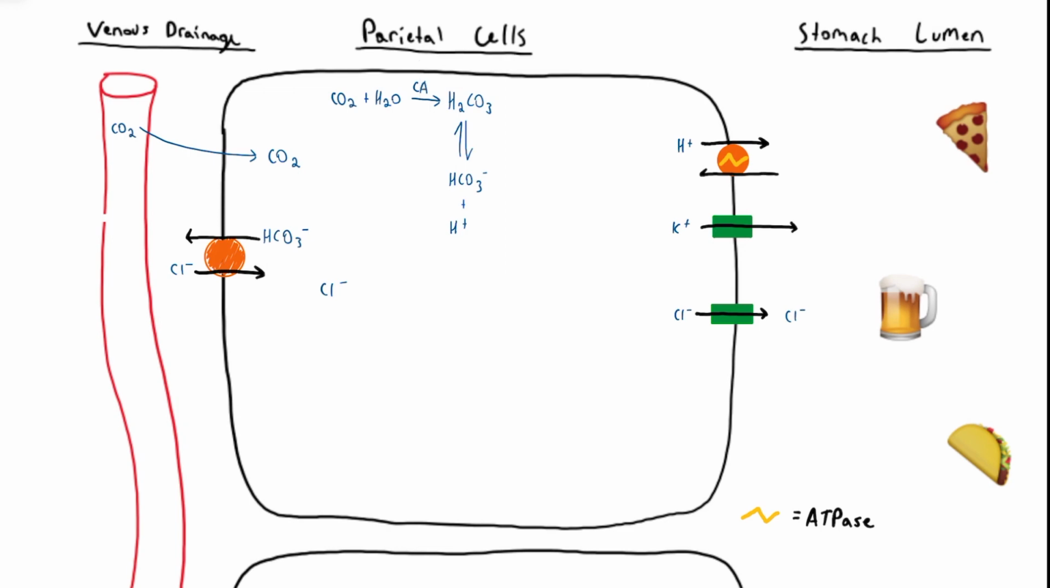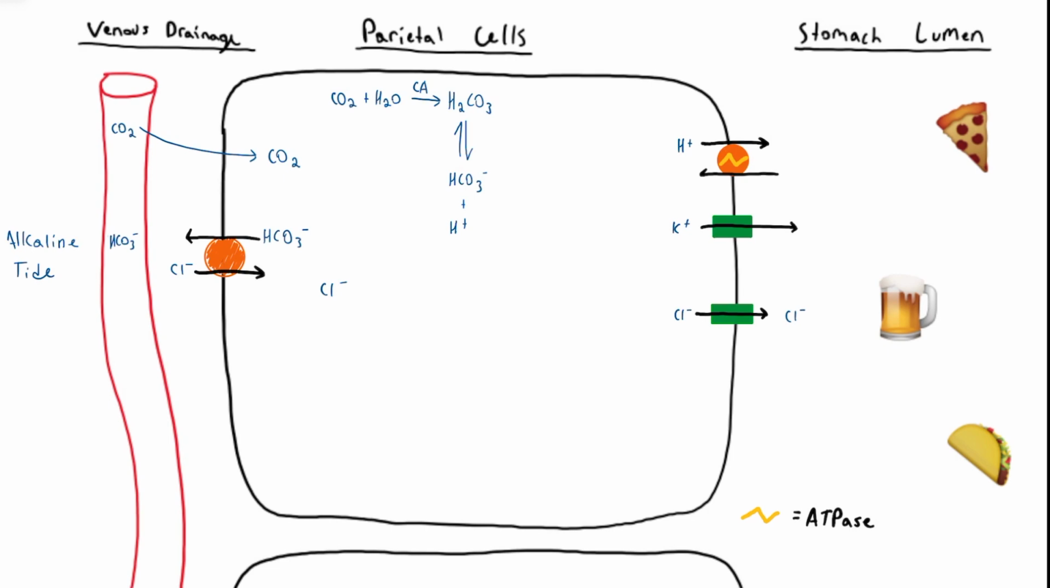So now let's deal with how we get rid of bicarbonate. On the basolateral side of the parietal cell, there's an antiporter which will exchange one bicarbonate for one chloride. The result is that we will get bicarbonate into our blood supply and then it will flow away from the stomach. You may have seen this referred to as the alkaline tide, which refers to the phenomenon in which the venous drainage of the stomach will be basic after a meal due to this higher concentration of bicarbonate.